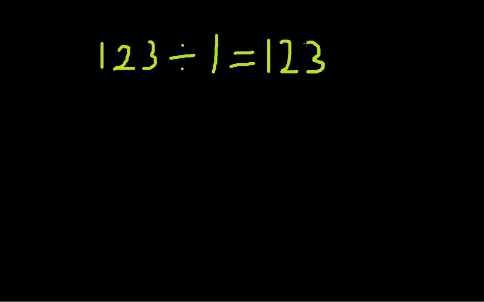So first of all, let's do a basic number. Let's do 123 divided by 1 equals. This is very basic because 1 goes into 123 times. So it's going to just be plain old 123.